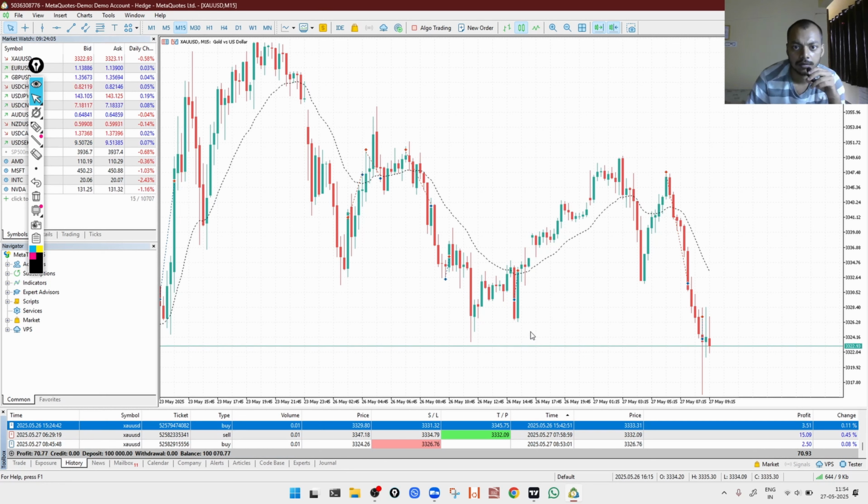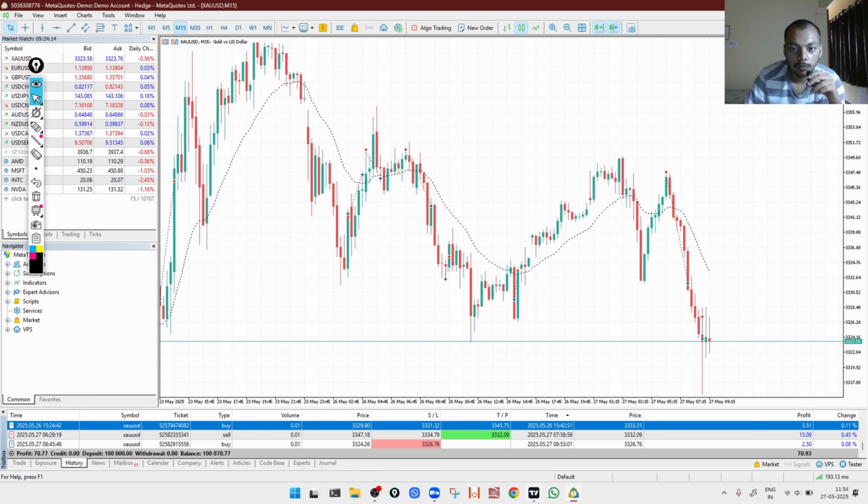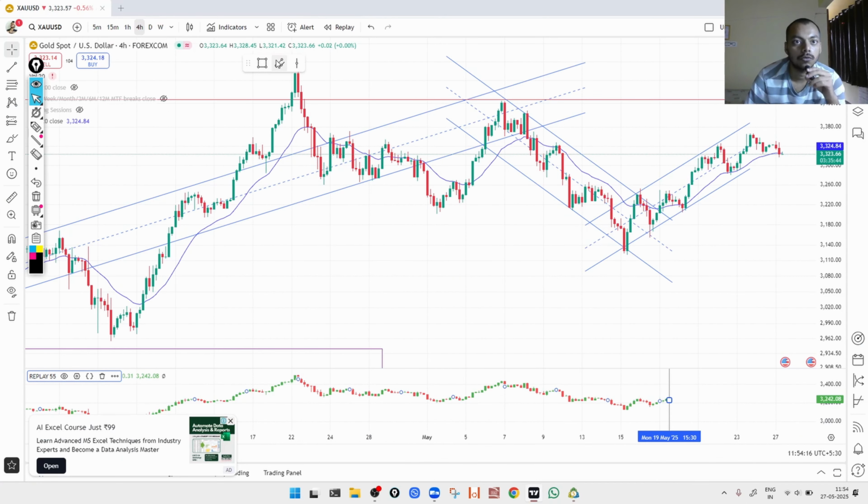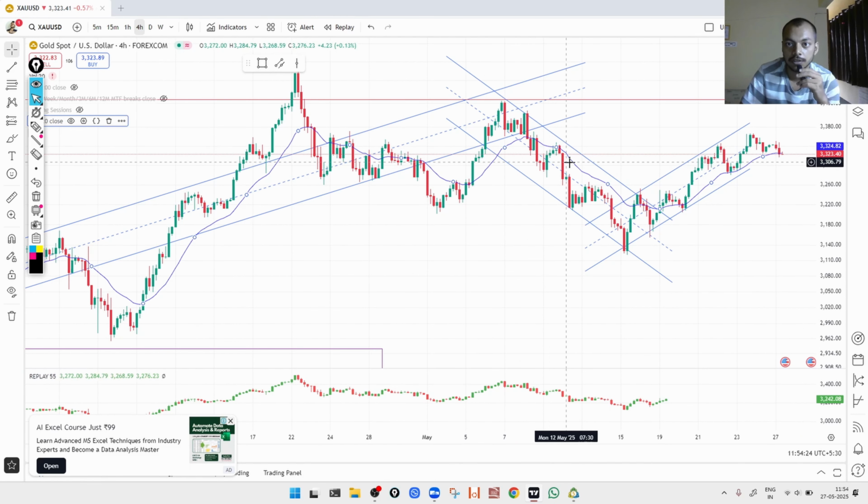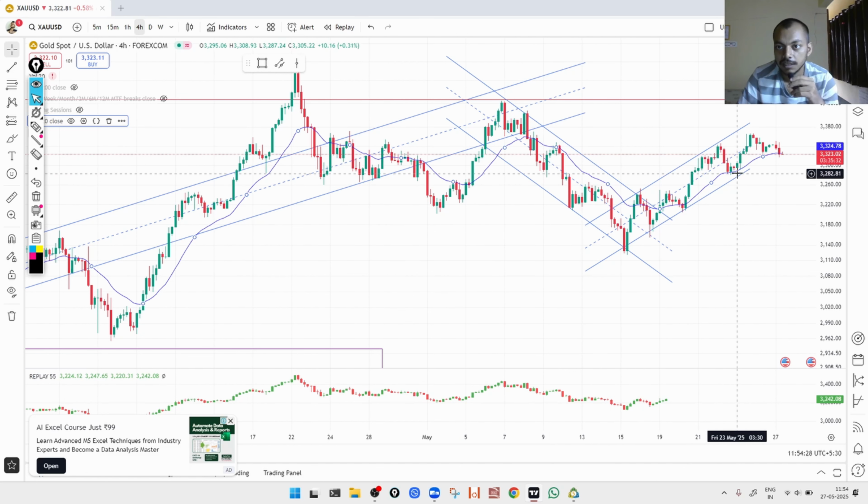3:30 p.m. in the London session. So before I move on to it, let me move on to the 4-hour chart. On the 4-hour chart, here on the TradingView application, we can see this is the moving average, the 20 exponential moving average. Here you can see, remember the time that was somewhere here.